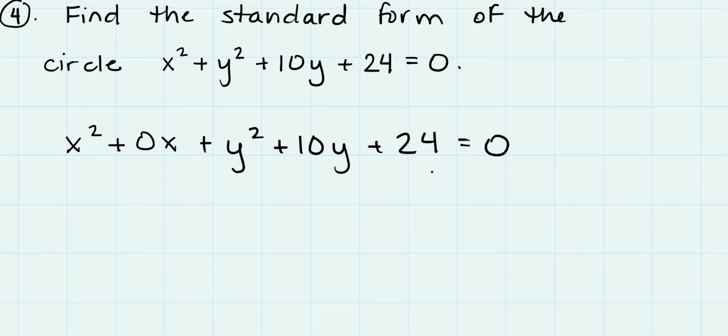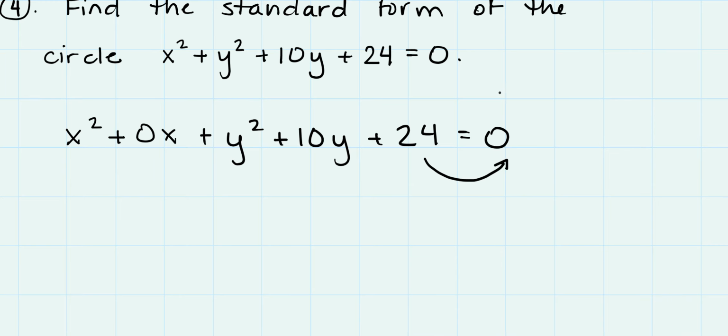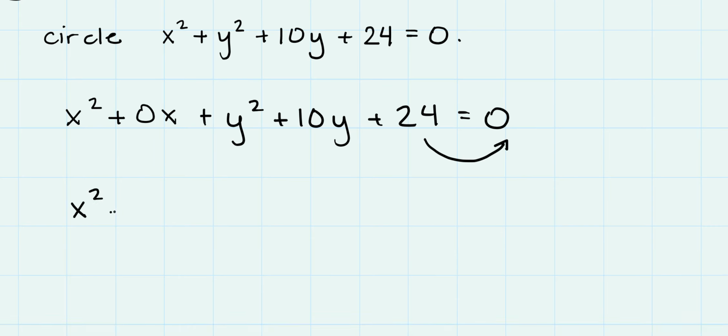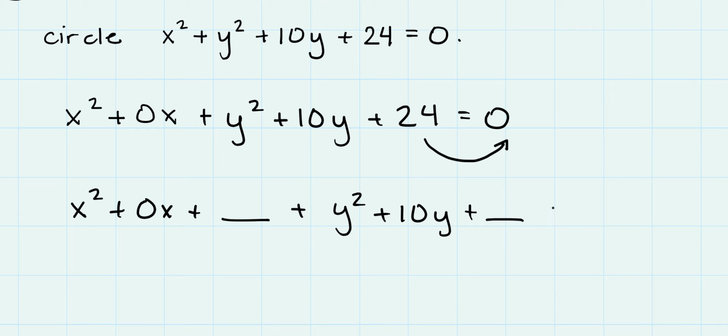So again, to complete the square, the first thing we do is move the 24 to the other side. Let's do that. And then we're going to put some big blanks right here because we need to add some numbers. So this is negative 24.